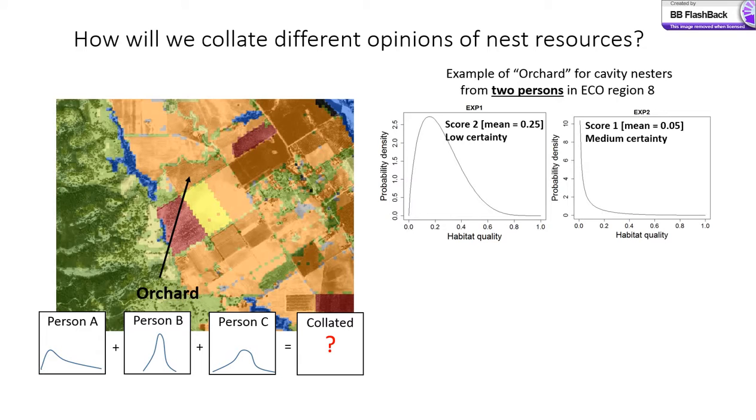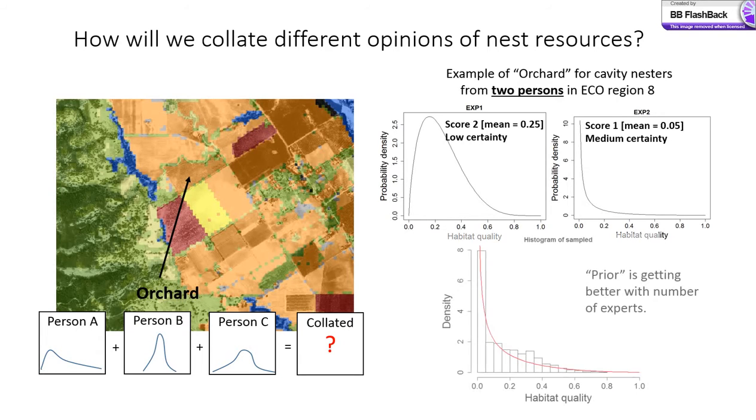So we can get the aggregated or combined prior from these two persons. Based on those two persons, our amount of uncertainty is a little bit smaller compared to the uncertainty of our resource suitability that we had. So still again, our prior will be getting better with the number of experts.